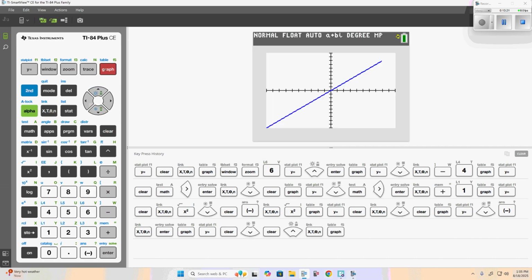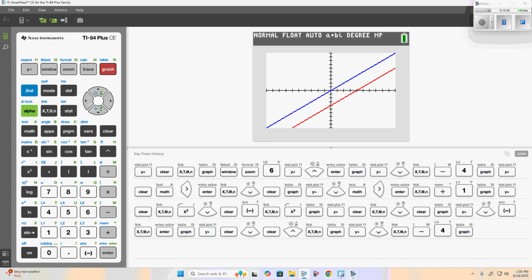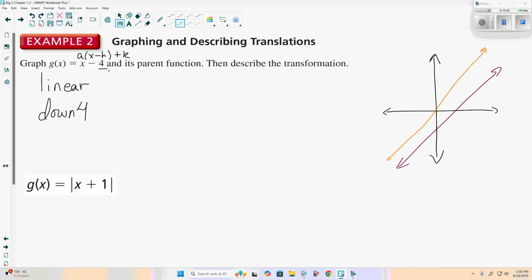F of x equals x. There's our parent function. And we said our new one was x minus 4. Did it indeed move everything down 4? Yeah. That's it. That's the whole answer.